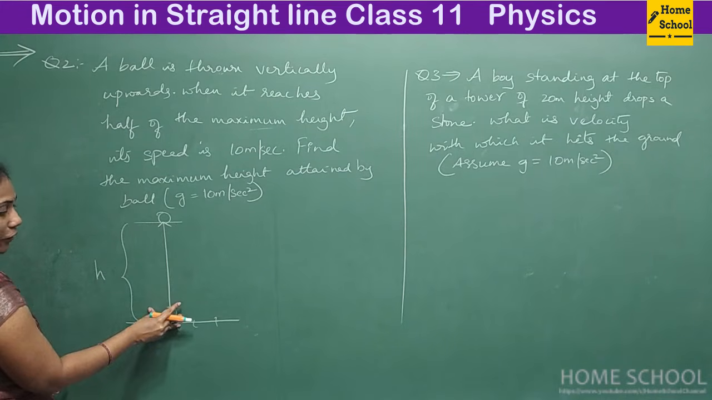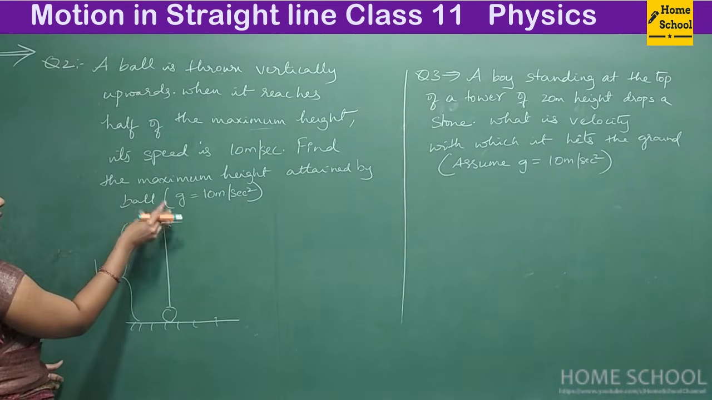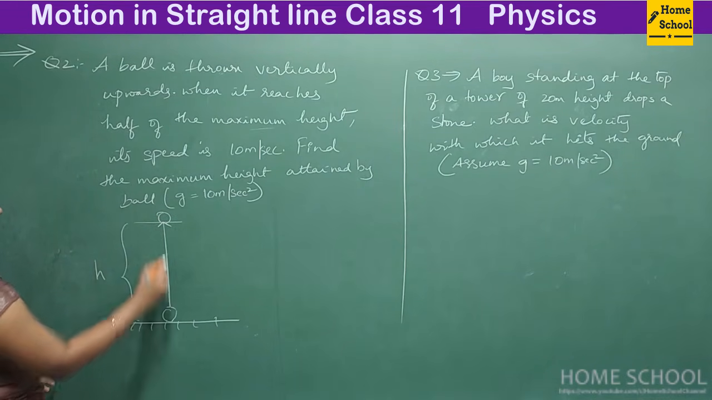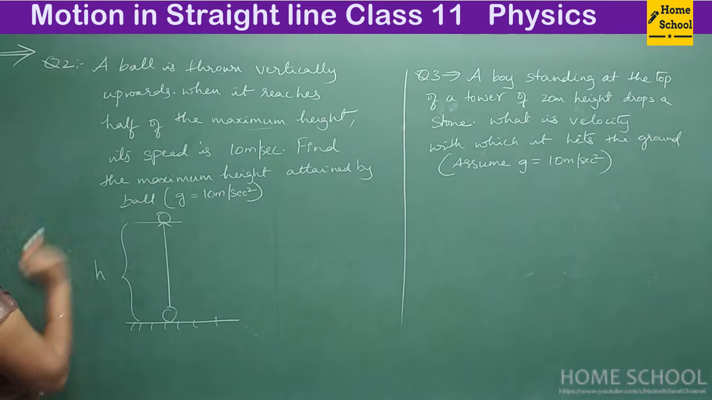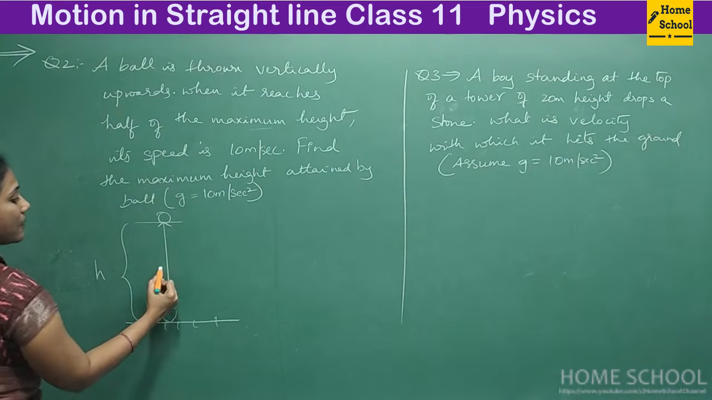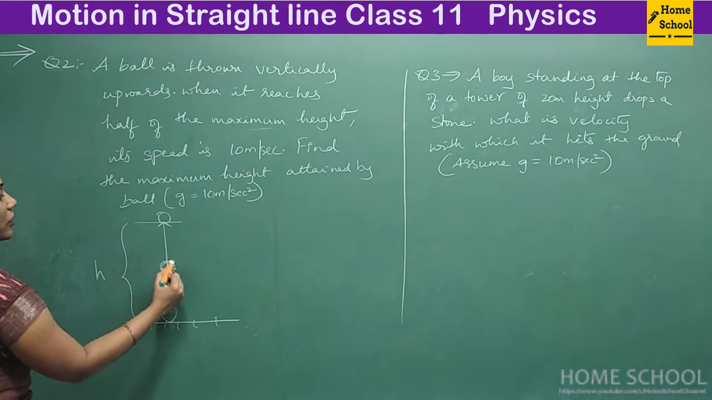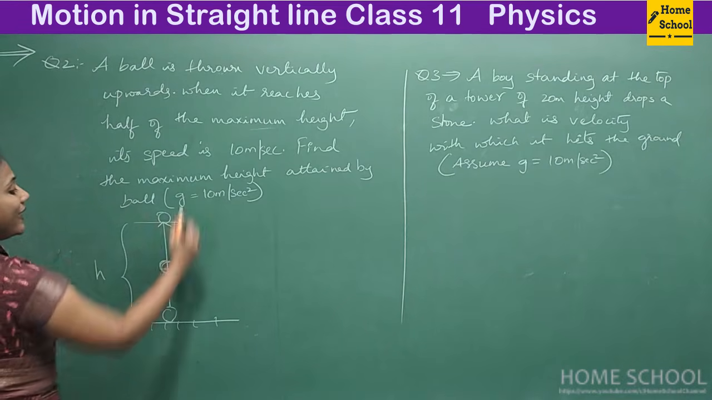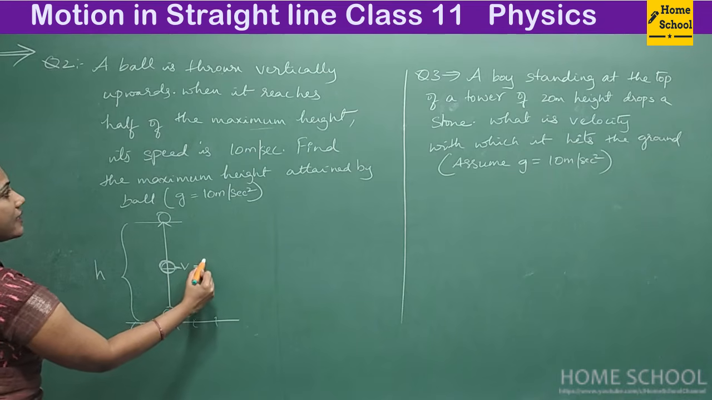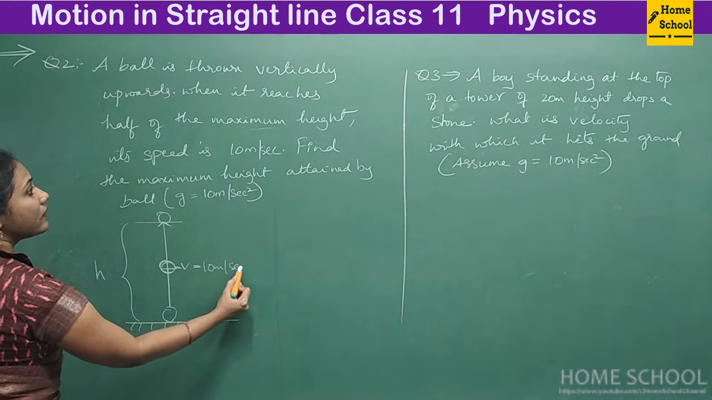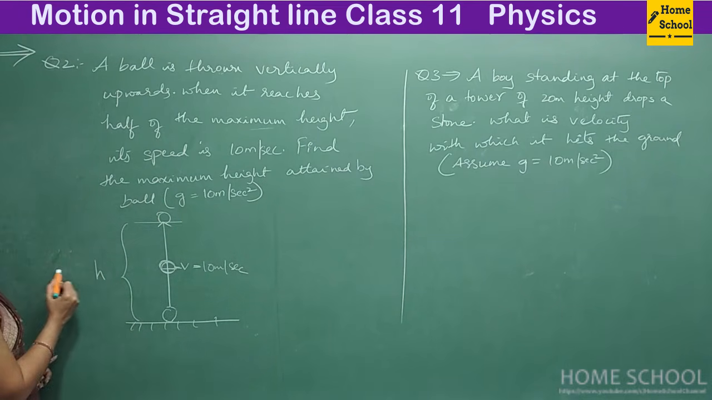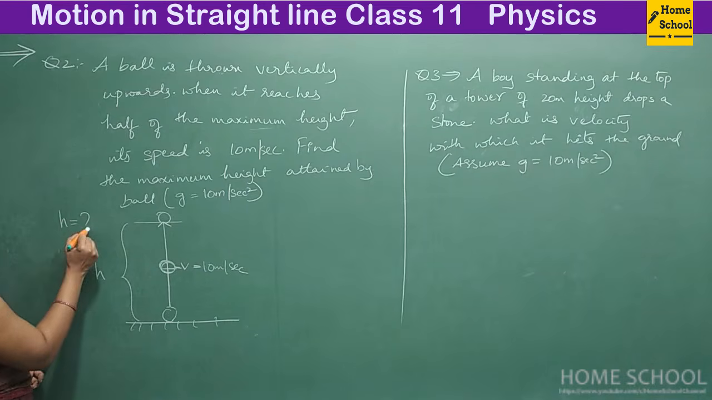The ball was on the ground. From here I have thrown it up and it is the final point, and let the distance between this and this be h. You see here, when it reaches half the maximum height, I mean when the ball has reached this position, its speed, that is the velocity, is 10 meter per second. Find the maximum height attained by the ball. So they are actually asking h is equal to question mark.